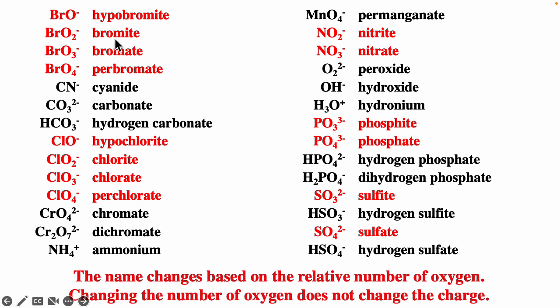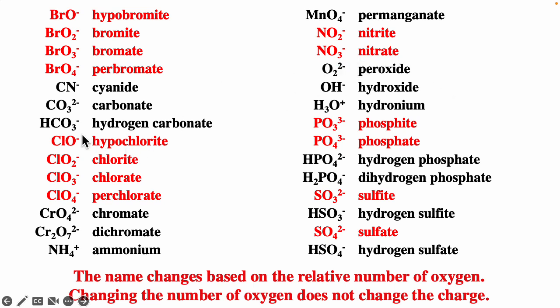Now notice that sometimes you have 4 members of a group, and sometimes you only have 2. And so if there's only 2 members of a group, then it's just ite and ate. And again, one of the most confusing parts is it's the relative number of oxygen. And so the phosphite has 3 oxygen, phosphate 4, sulfite 3, sulfate 4, but nitrite 2, nitrate 3.